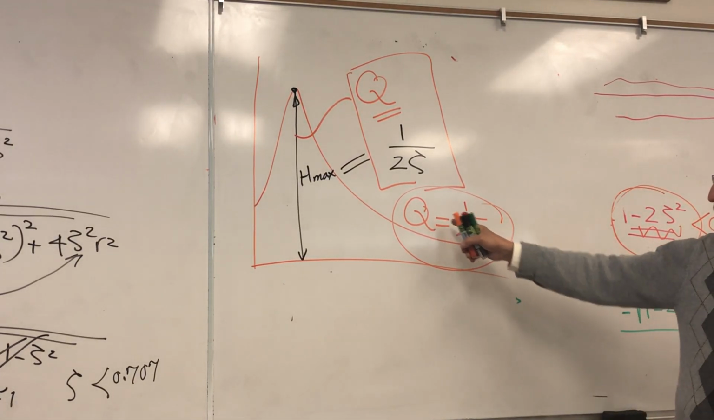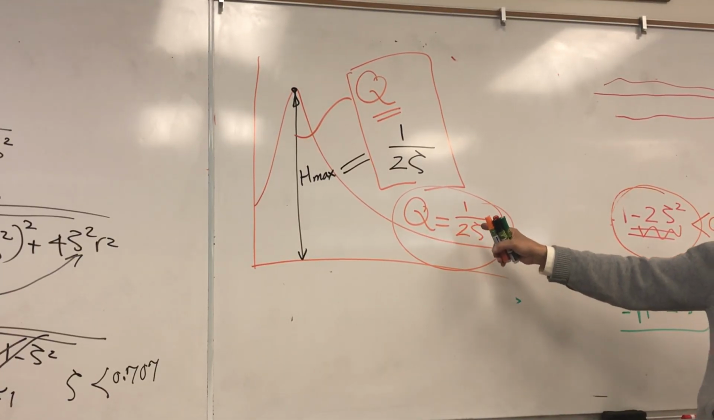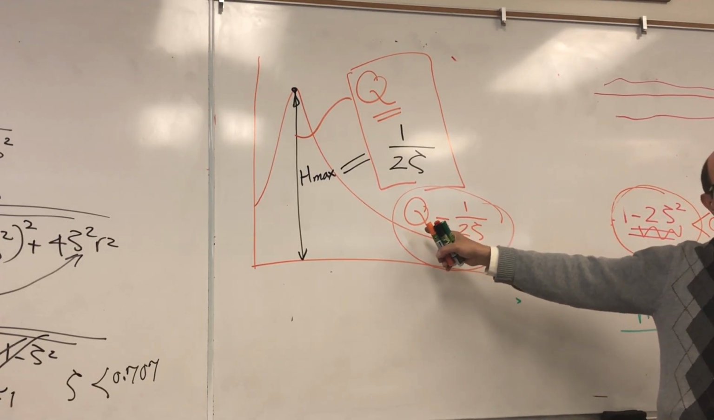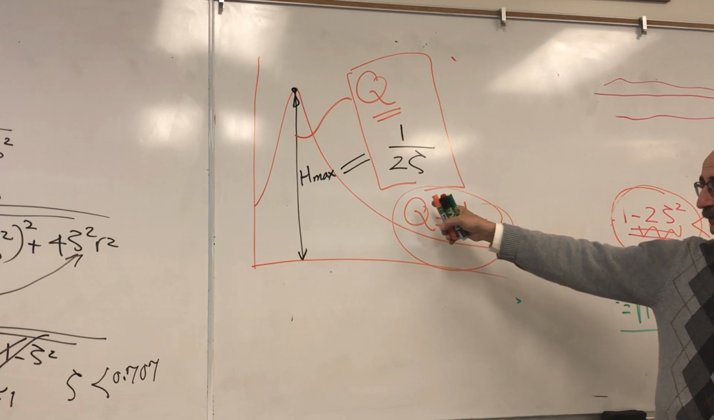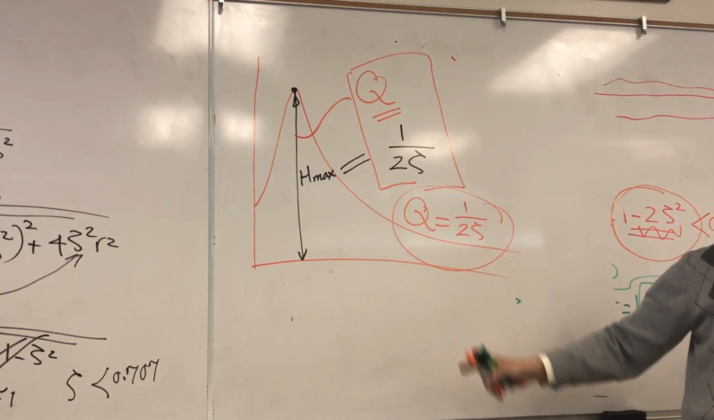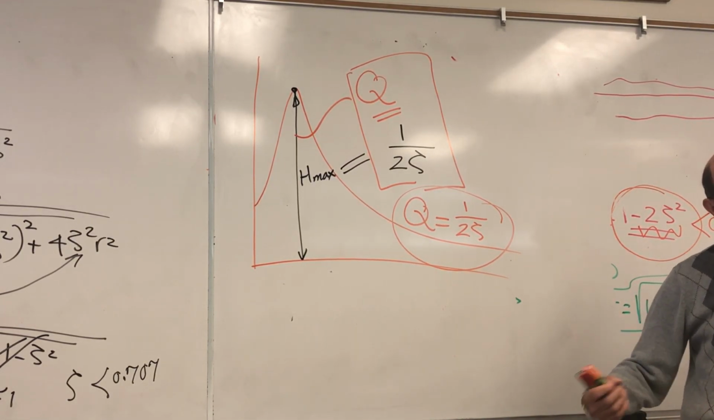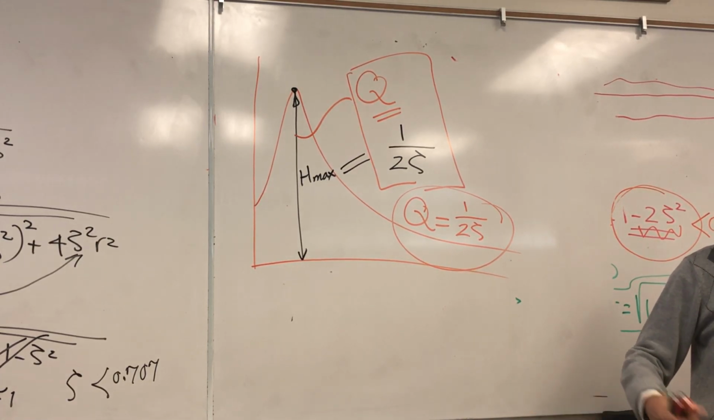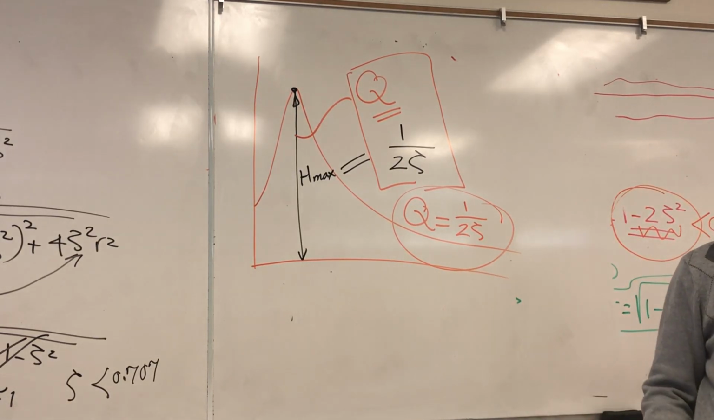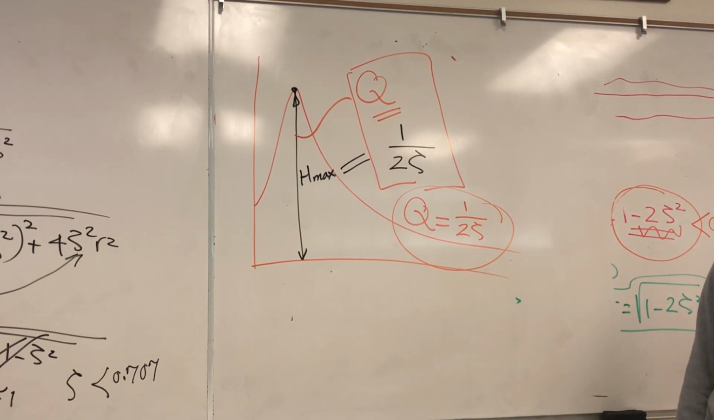Because of this inverse relationship, as you can see, the larger this is, the lower that is. The smaller this is, the larger that one is. So a high Q system means a system that has low damping. A low Q system is a system that has high damping. That's the terminology we use. So if they tell you it's a high Q system, that means its damping is very low. If it's a low Q system, its damping is very large.